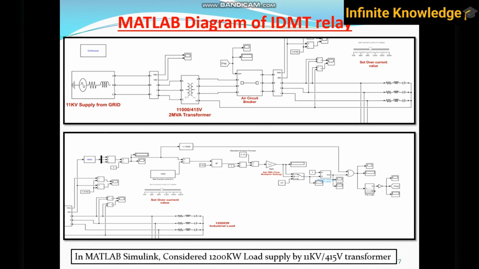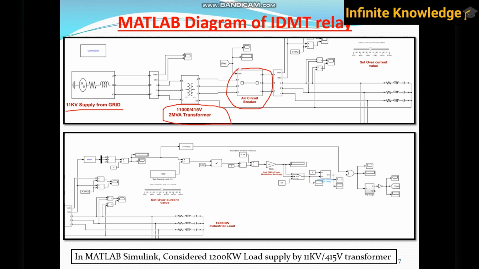So this is just a MATLAB diagram that I am giving you a brief overview of again. It's an 11 kV supply that we are taking from the grid, then a 2 MVA transformer, which has a specific rating in India. Mostly we are using 11 kV by 415 volt, that's why I have considered this value. Then one breaker, an add circuit breaker, which is continuously in contact with the relay.